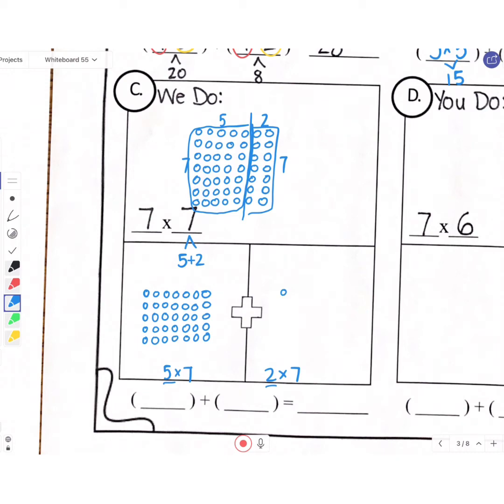So 1, 2, 3, 4, 5, 6, 7, and then a second row. 1, 2, 3, 4, 5, 6, 7. Okay, I wanted to double count that one.